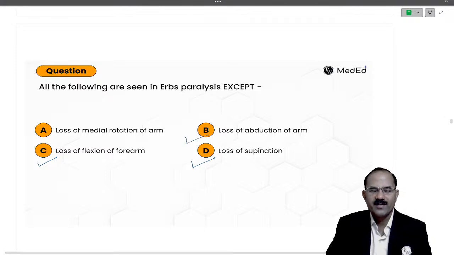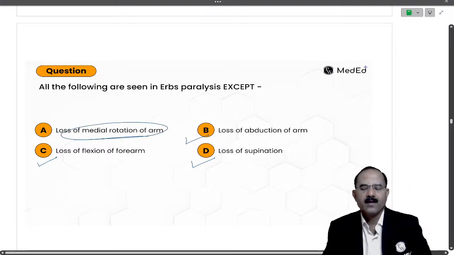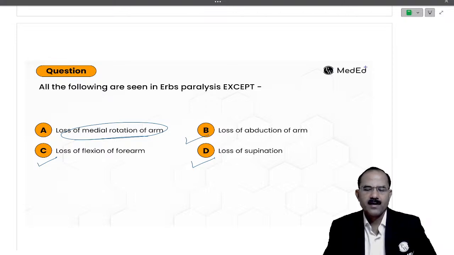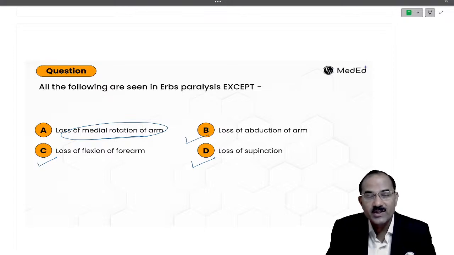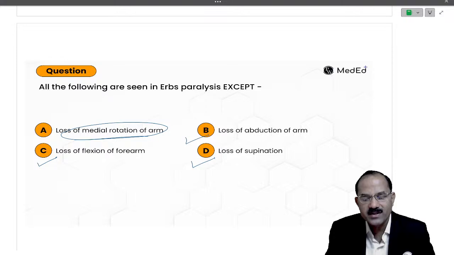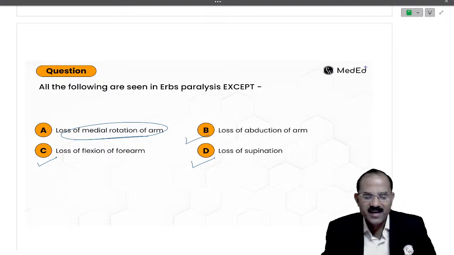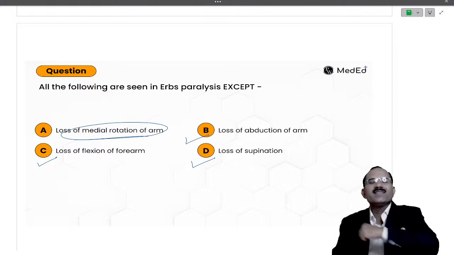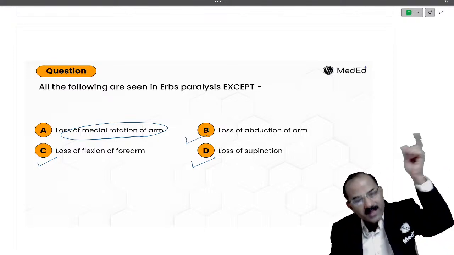Yes, answer is A. Loss of medial rotation. It will be loss of lateral rotation. No, it will be loss of lateral rotation. In fact, the arm is going to be medially rotated. The arm will be medially rotated, right? There'll be no loss of medial rotation. There'll be a loss of lateral rotation.